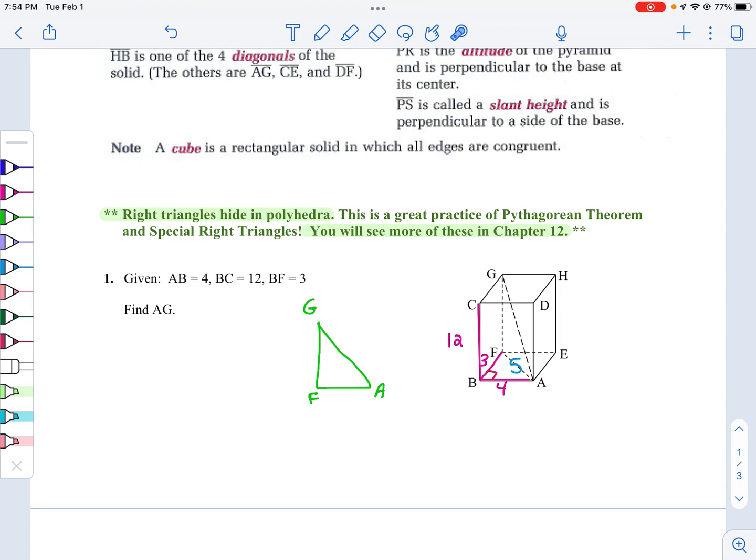Now, the bases of my rectangular solid are parallel to one another. So I'm thinking when I look at this, segment GF is going to be perpendicular to that base.